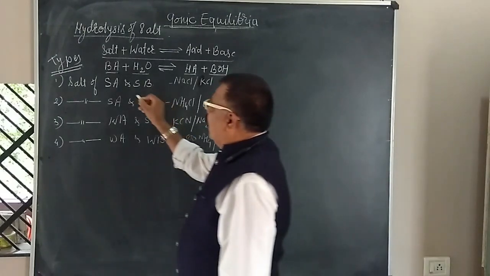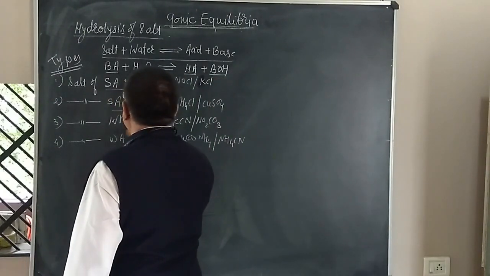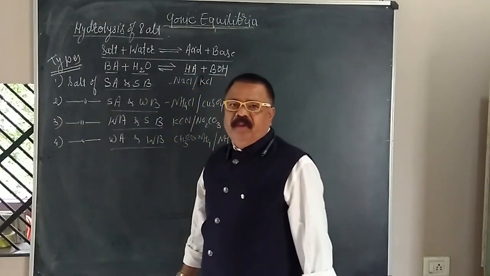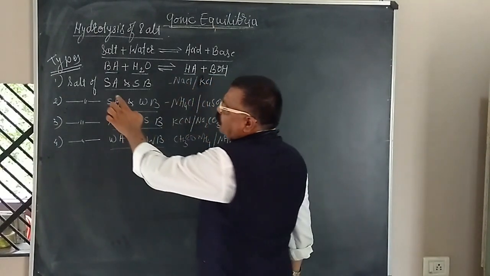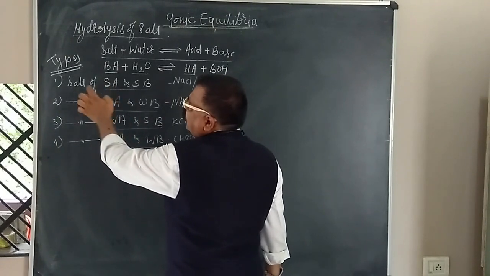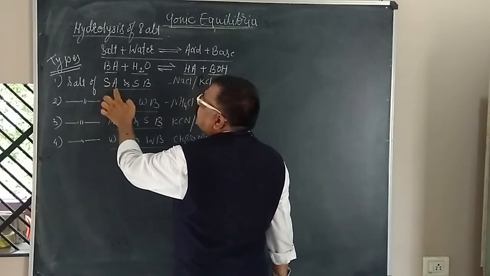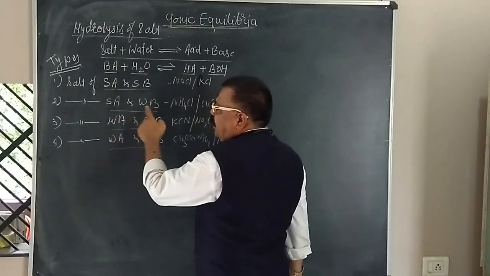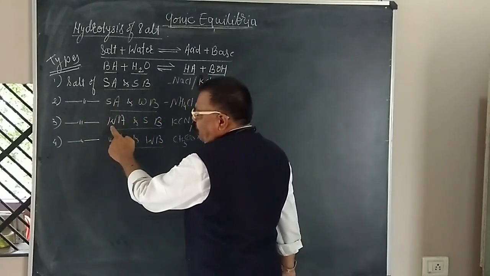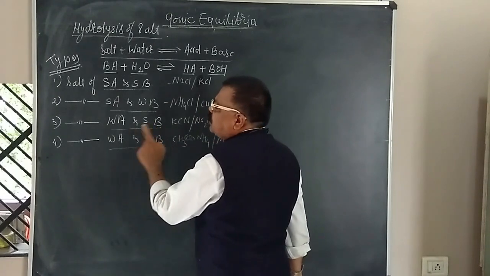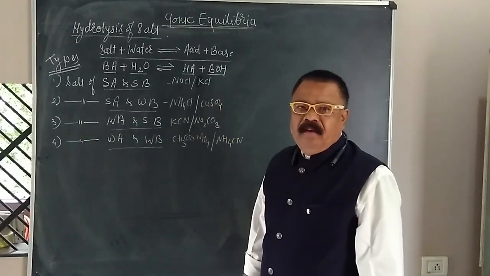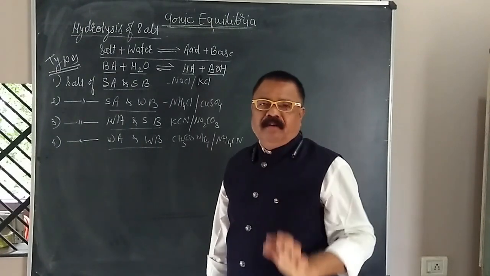Now generally, if we talk about types of salts, we get four different types of salts. The first is the salt of a strong acid and a strong base, the second is the salt of a strong acid and a weak base, the third is the salt of a weak acid and a strong base, and the fourth is the salt of a weak acid and a weak base. Now let us see them one by one.